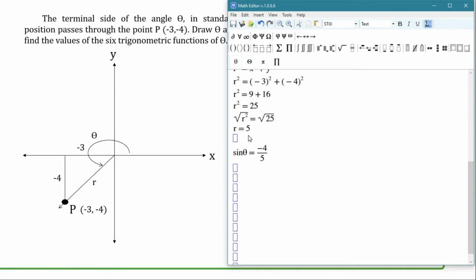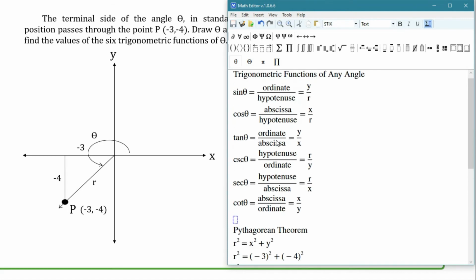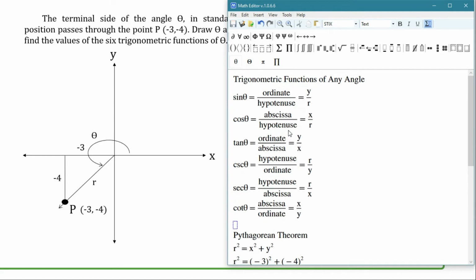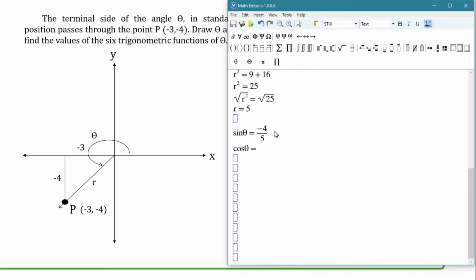Okay, next, we are now ready to proceed with the next function. That is the cosine function. That's going to be what? We define that as abscissa over hypotenuse or x over r. The abscissa is actually negative 3, so meaning to say, our cosine function or the cosine theta would be equivalent to negative 3 over 5.